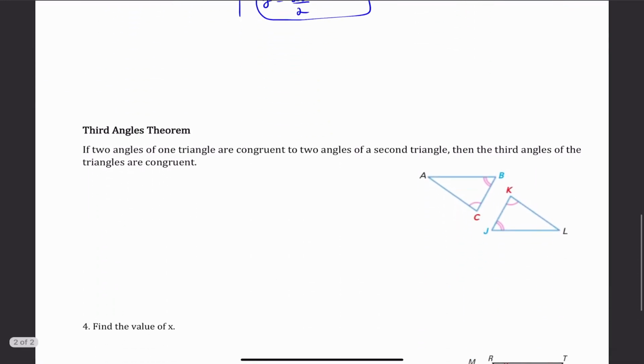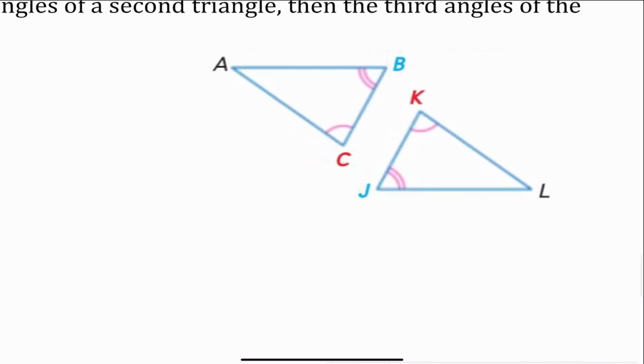Let's go ahead and talk about the third angles theorem. If two angles of one triangle are congruent to two angles of a second triangle, then the third angles of the triangles are congruent. So what that means here is that this angle here and this angle here are congruent, and then this angle here and this angle here are congruent. Well, obviously, or logically, this angle and this angle here have to be congruent, right?